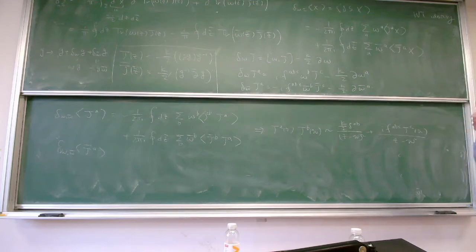Okay. So that's what the Ward identity will tell us, how this current algebra OPE works. So this is the Ward identity, the conclusion of the Ward identity. Okay, so this is the current algebra, and that's what we have seen before.